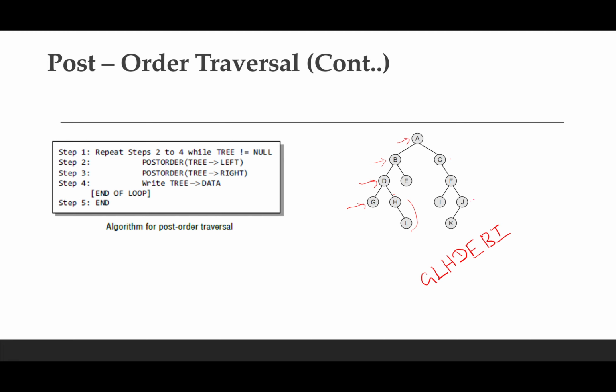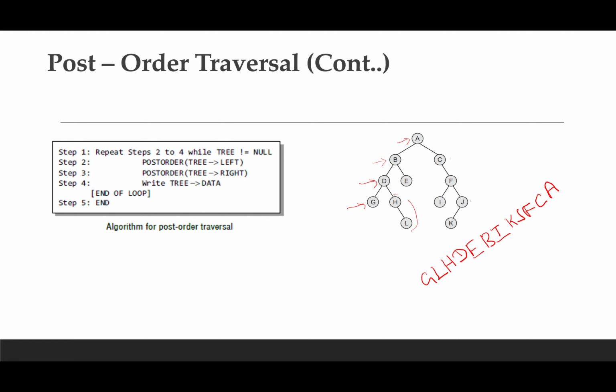For F, we check the right. It is J. And we check whether J has a child. J has a left child, K, and it doesn't have a right child. So we can visit J. And we have visited all the children of F, so now we can visit F. Then we have visited all the children of C, so we can visit C. Now we have visited all the right children. So it is A.